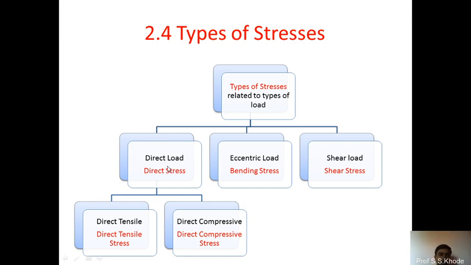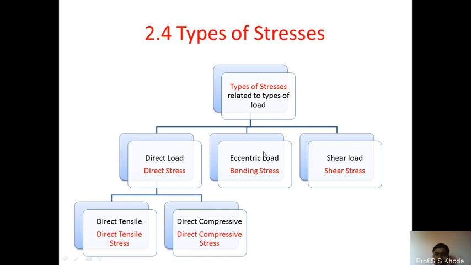Again we know that the direct loading condition is of two types, that is direct tensile and direct compressive. If the loading condition is direct tensile, then the stress induced in the body will be the direct tensile stress. And if the loading condition is direct compressive, then the stress induced in the body will be the direct compressive stress. Next, let's see the eccentric loading condition.